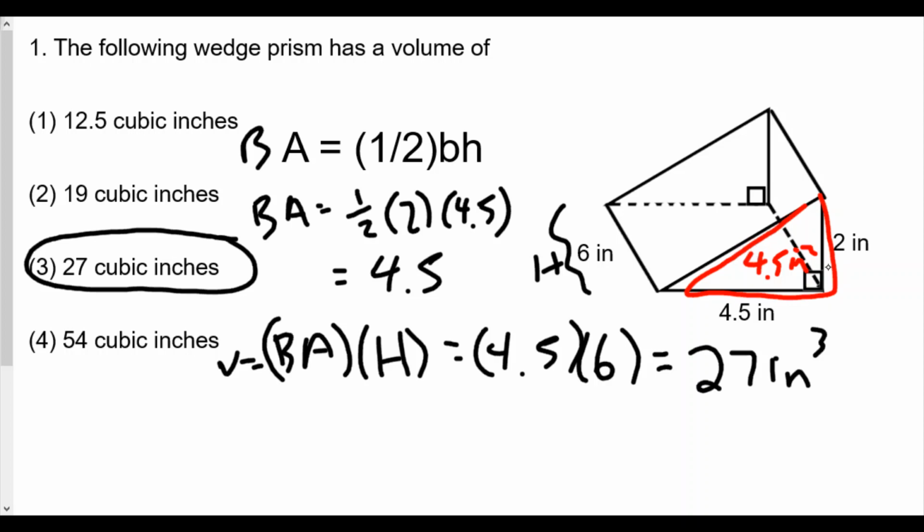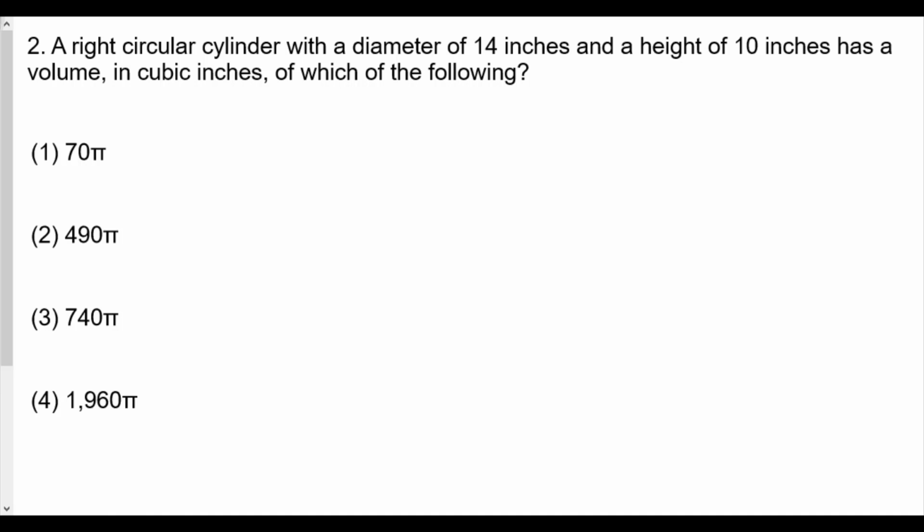Okay, so let's take a look. We'll do another problem concerning volume. We have a right circular cylinder with a diameter of 14 inches and a height of 10 inches. It has a volume in cubic inches of which of the following. So we're now going to draw a figure here. Let's get some shapes. Okay, so here we go.